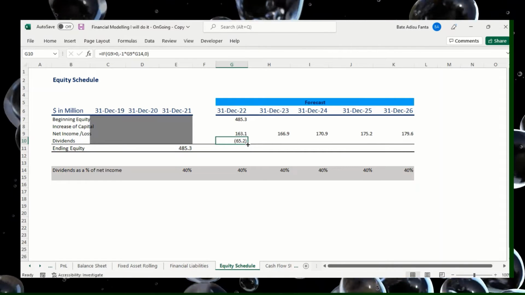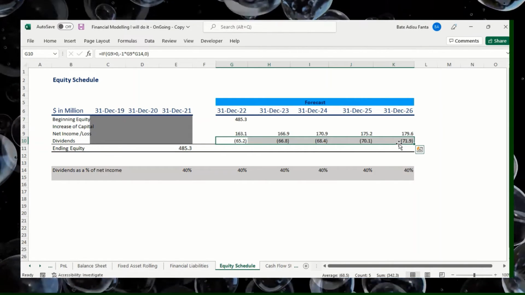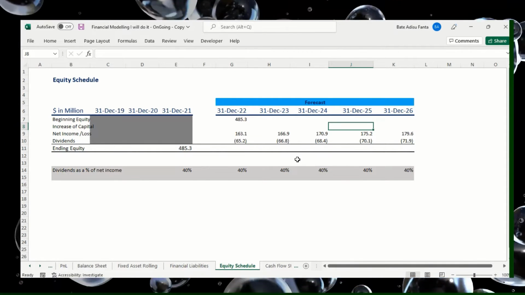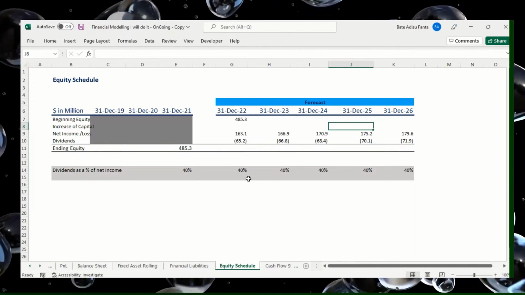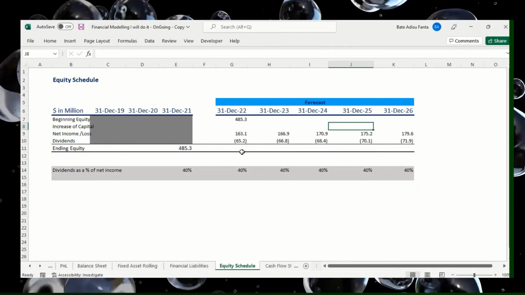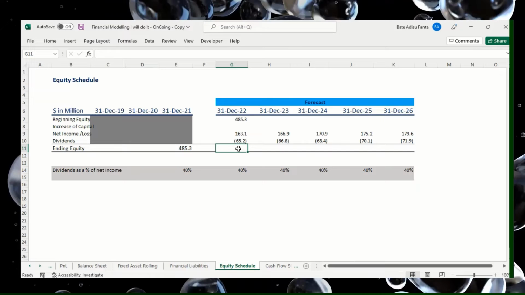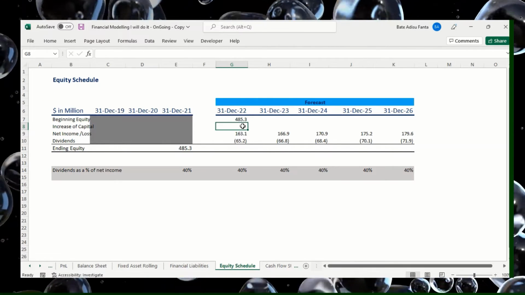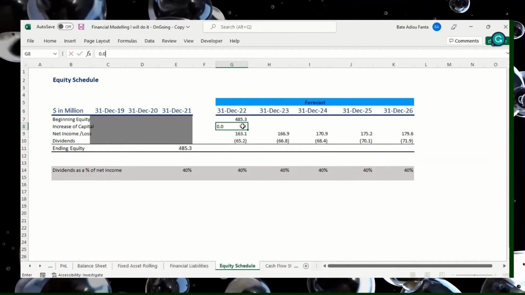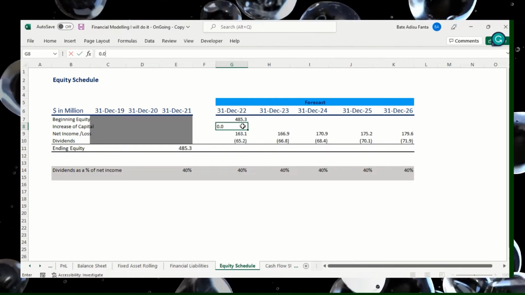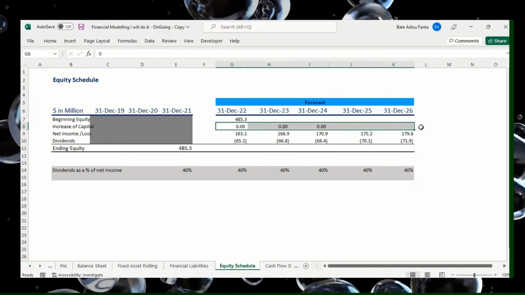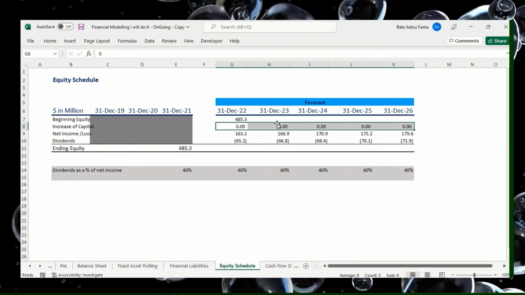So we can simply drag this formula to the remaining years. In this way, we can calculate dividend by multiplying dividend rate by net income in a conditional way. All right, now let's assume that there will be no increment on capital, no paid-in capital or additional capital coming from the shareholders or owners of the company. So it will be estimated to be 0.